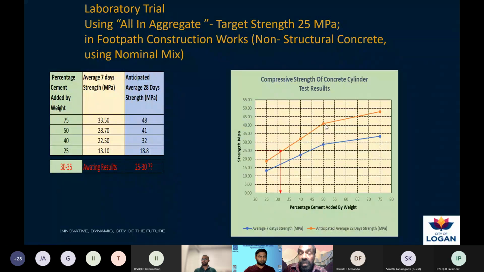That is the projected or anticipated strength using this percentage of cement. Now, if you want to get 25 MPa, you can go to the graph and project across this side. You can see if you add between 30 to 35% cement, then we will get 25 MPa concrete. So I am testing that. This is a laboratory test yet, and we are looking forward to getting this into action. Once the laboratory test results come through, we will try this recycled crushed concrete material on our footpaths.